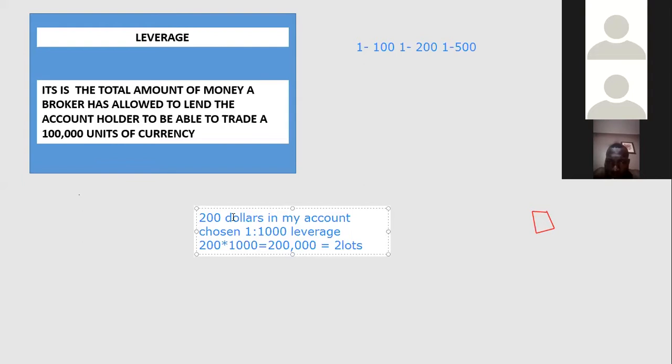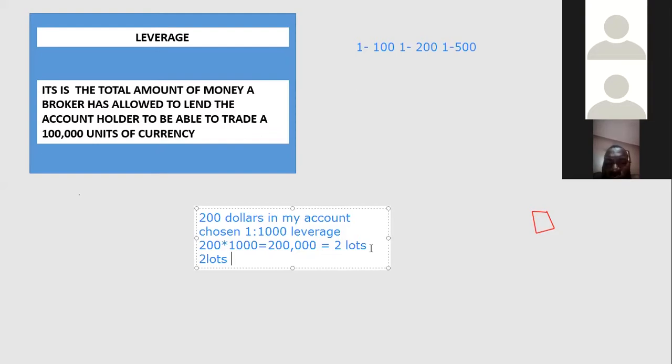Good. So $200 in my account, and I've chosen a leverage of 1:1,000. What the 1:1,000 is telling you is that you are borrowing 1,000 more for every $200 you have in your account. So 200 times 1,000 equals 200,000 units of currency. It's the same as 2 lot sizes. So what the broker is telling you is that you can take a 2 lot trade in your account. The highest you can go is 2 lots.